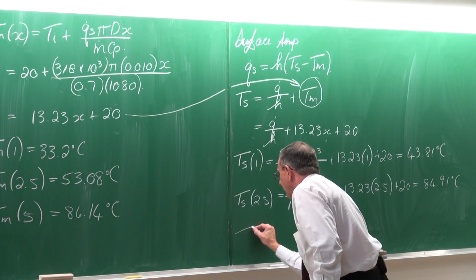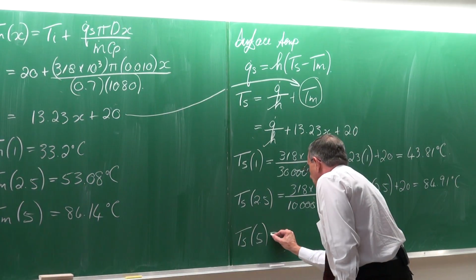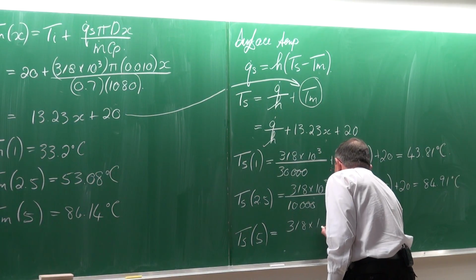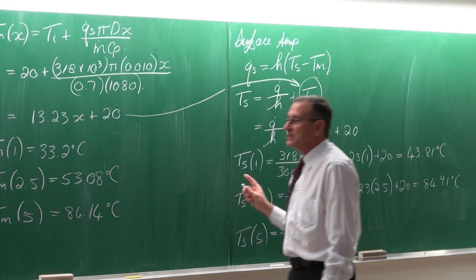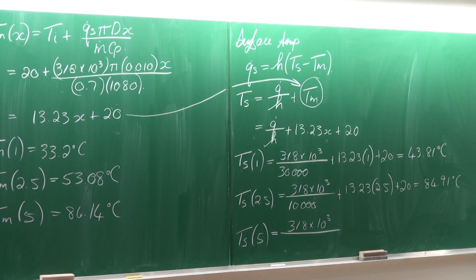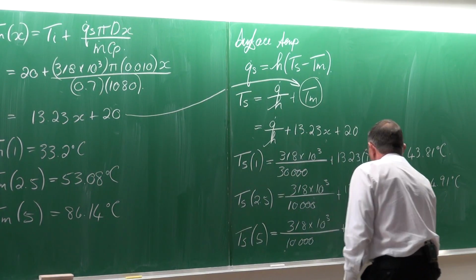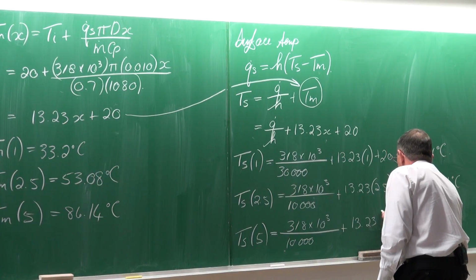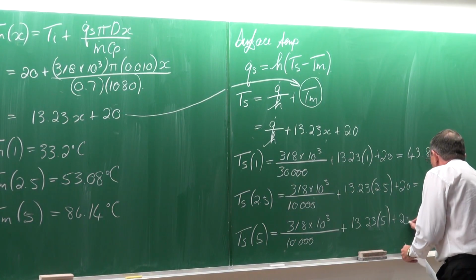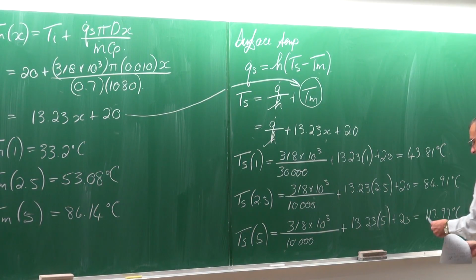Lastly, for x equal to 5 meters at the outlet. Again, the heat flux is a constant, 318 kilowatts. The heat transfer coefficient is fully developed between 2.5 meters and 1 meter. It is still 10,000. But the surface temperature is going to increase because the fluid temperature increases. Plus 20, and that is 117.97 degrees Celsius.